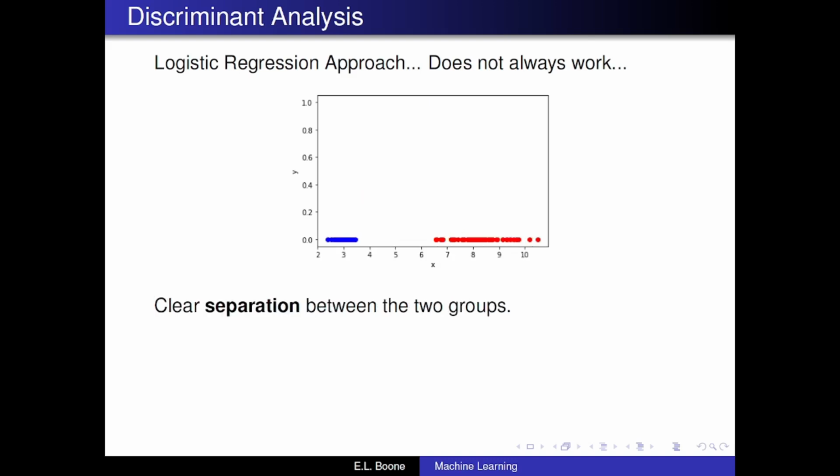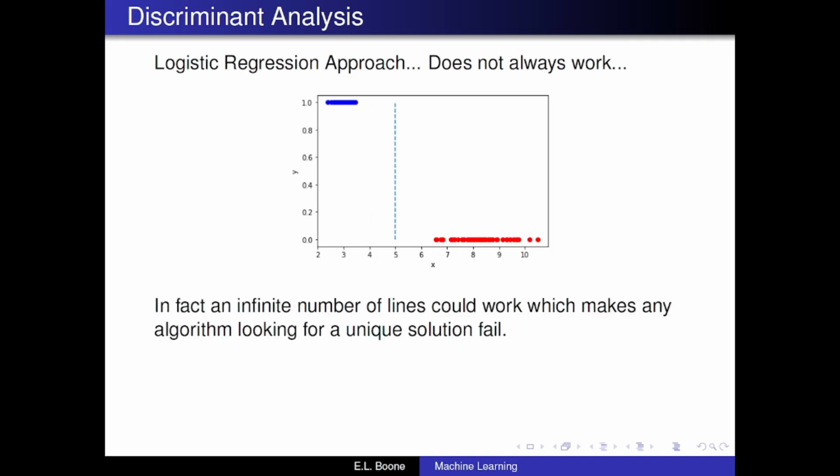All right, the next problem is what's called separation. You can see a clear separation between the two groups. So this line could work to separate them. This line could work. In fact, there's an infinite number of lines that could work, which means any algorithm looking for a unique solution is going to fail.